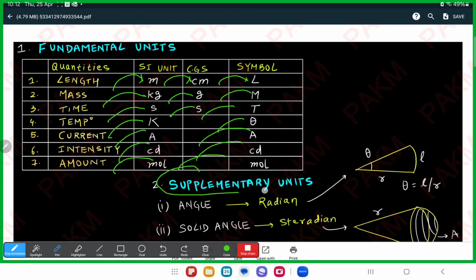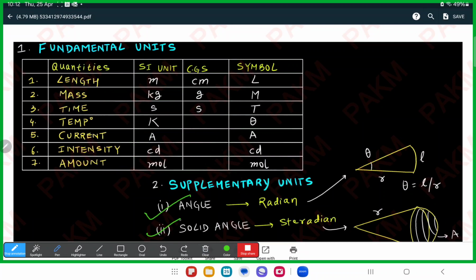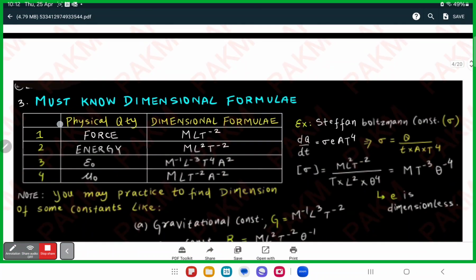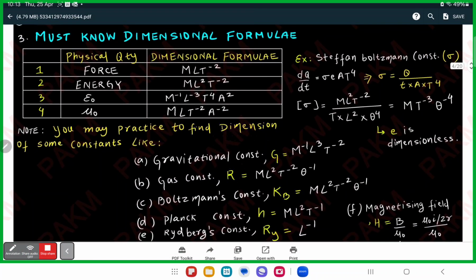The two additional supplementary units will be there. Now here you can say angle and solid angle. Angle is a 2D measurement of angle, and solid angle is a 3D measurement of angle. Kindly remember.